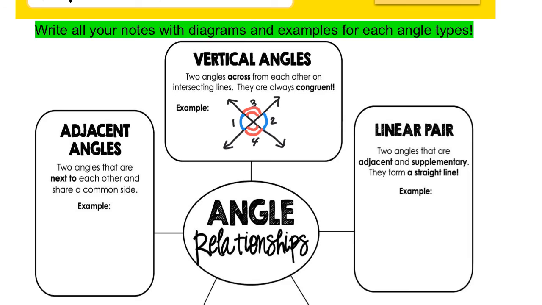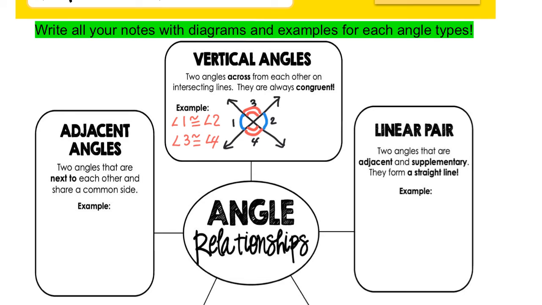They are the same angle. So you can just tell by looking at it, 3 and 4 have 2 arcs, so that means they are congruent. And 1 and 2 have 1 arc, so they are congruent to each other too. So we can write angle 1 congruent to angle 2, angle 3 congruent to angle 4.